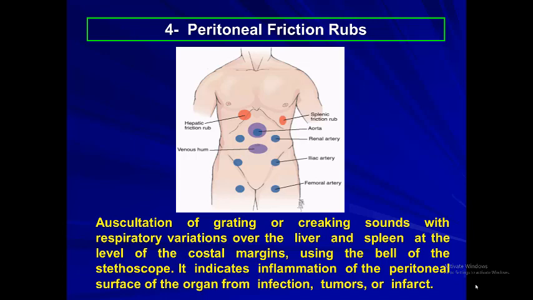Auscultate over the liver and the spleen at the level of the costal margins. You can use here the bell of the stethoscope. It indicates inflammation of the peritoneal surface of the organ from infection, tumor, or infarction.